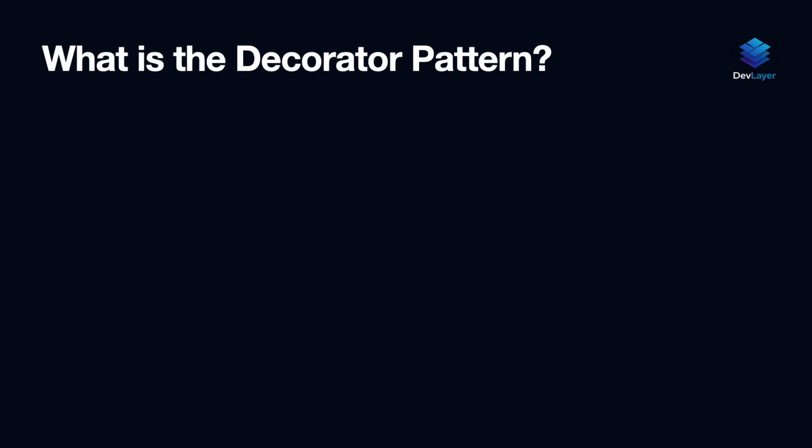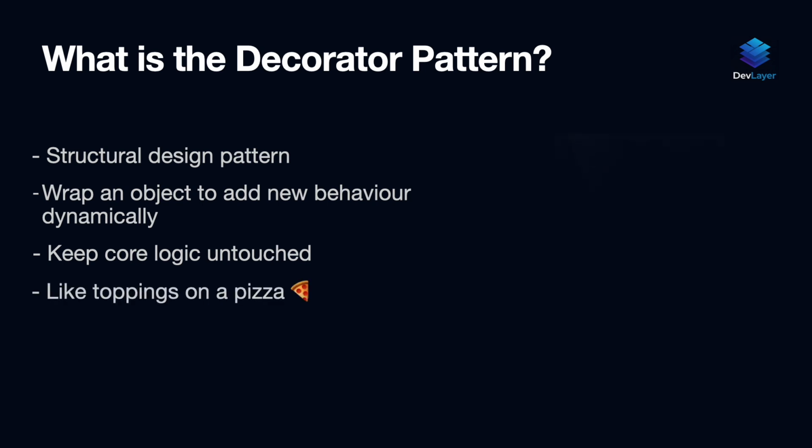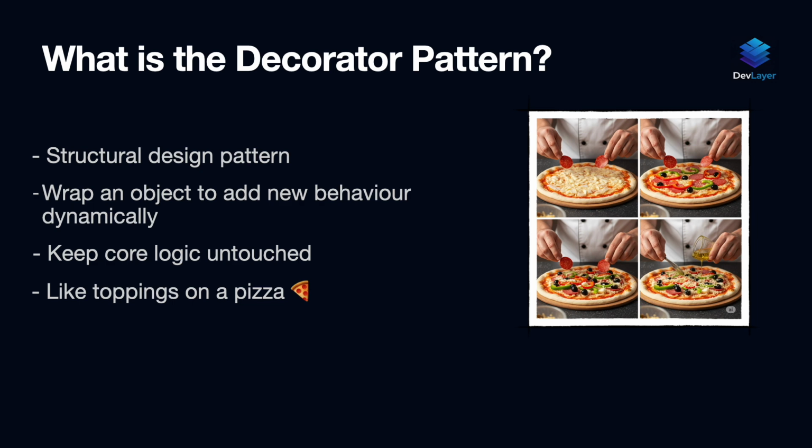The decorator pattern is a structural design pattern. It allows us to wrap an object to add new behavior dynamically while keeping the core logic untouched. You can think of it like toppings on a pizza. The base remains the same, but we can keep adding layers of flavor. Similarly, we can decorate our objects without changing their original structure. This is really useful when you don't want to clutter the original class with multiple responsibilities, like logging, retries, or caching.